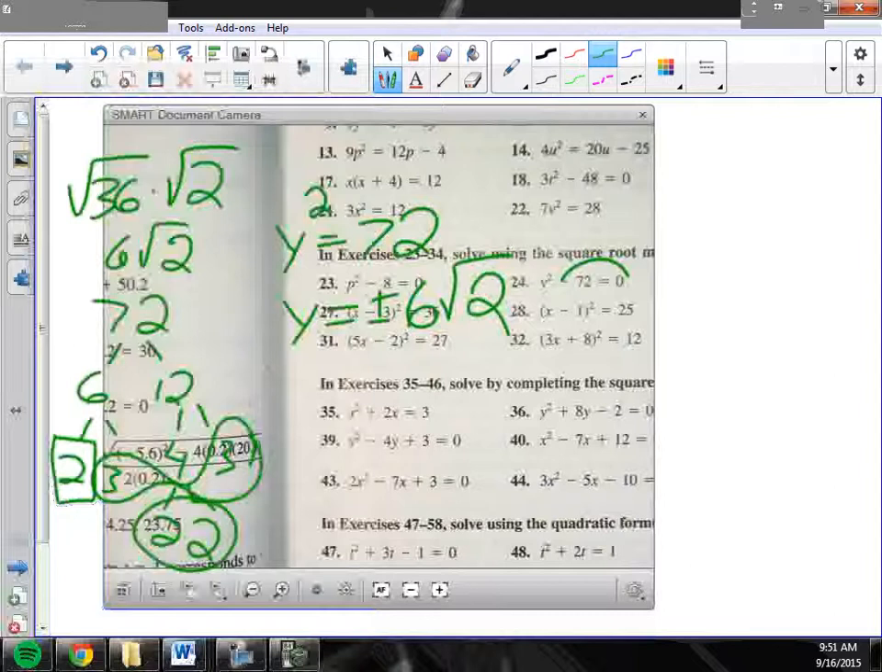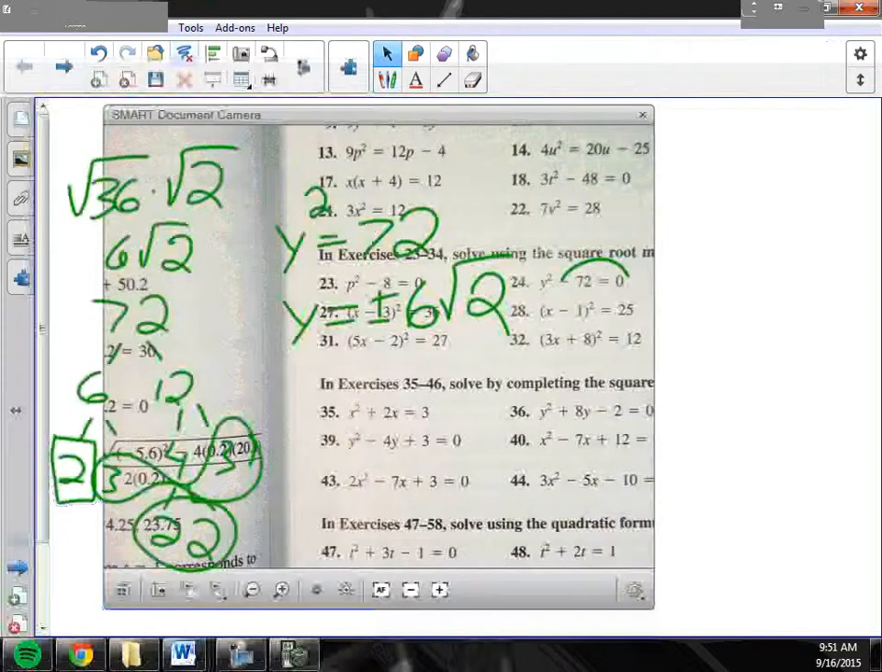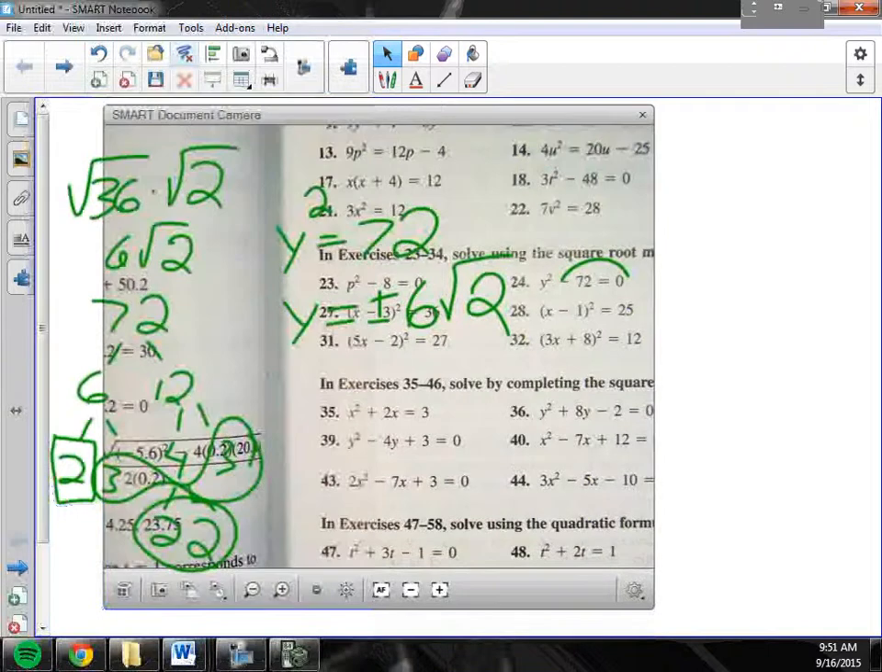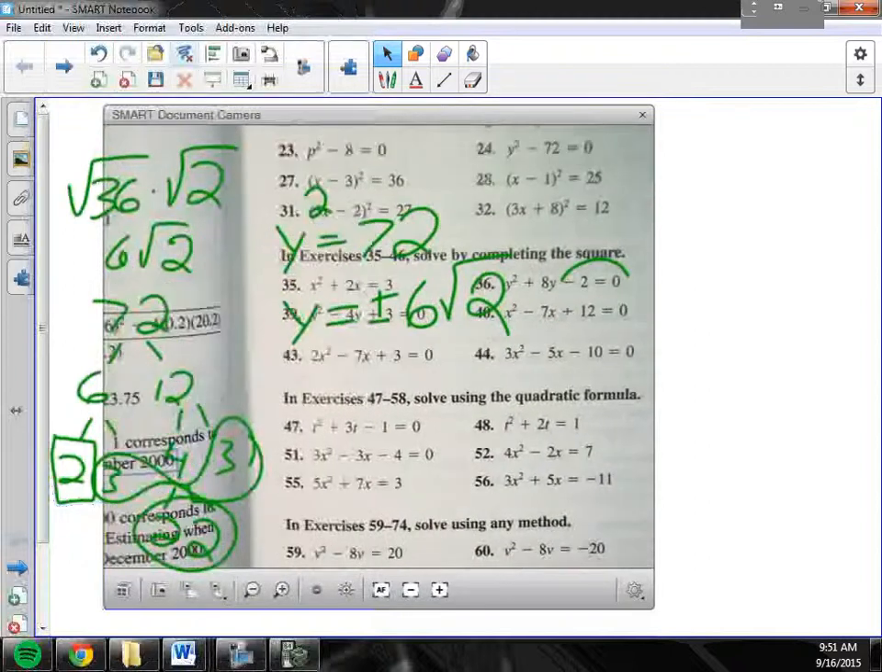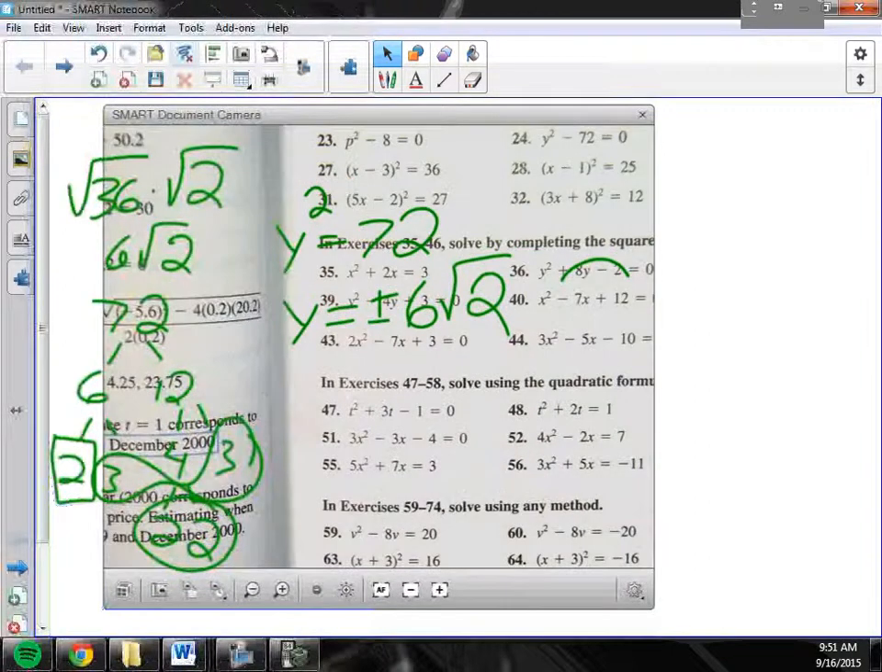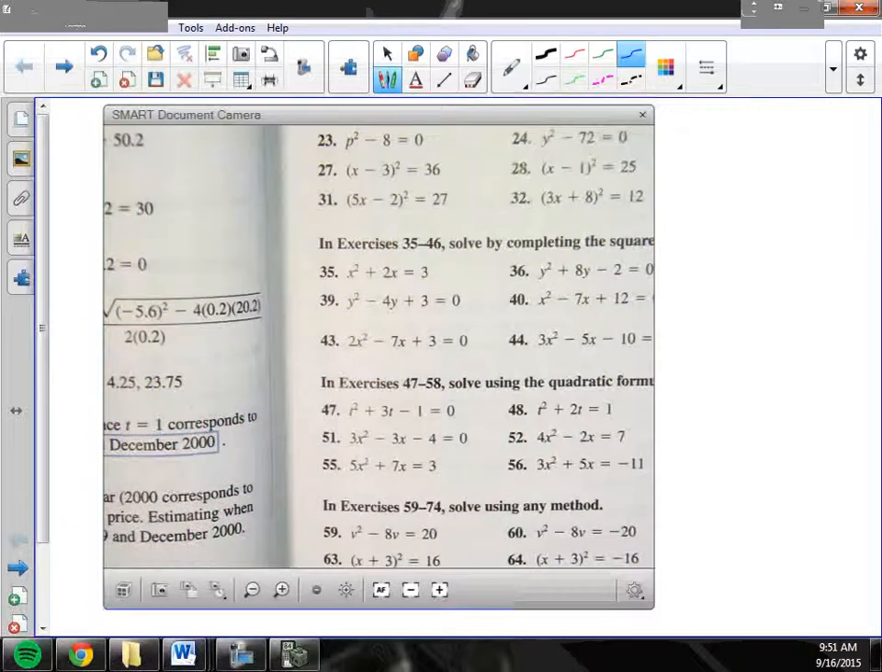Okay? Everybody got that? So that set is, oh, not done. We got to go down to the next. Do you guys remember how to complete the square? Okay, we will talk about complete the square tomorrow.